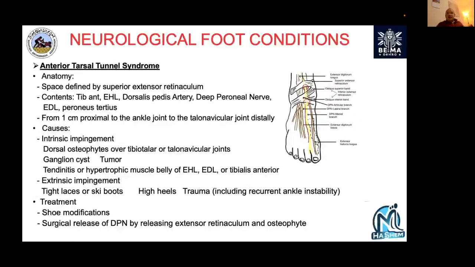Most of the anterior tarsal tunnel cases are treated conservatively because most of the causes are extrinsic rather than intrinsic to the tunnel. So all what you need is just shoe modification, and ask the patient to stop the activities which are causing the anterior tarsal tunnel.